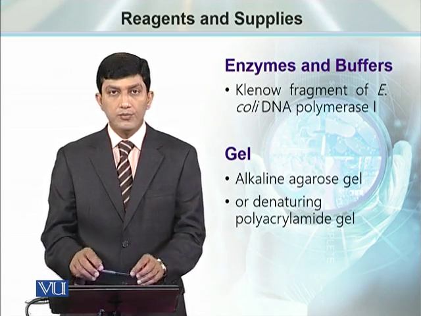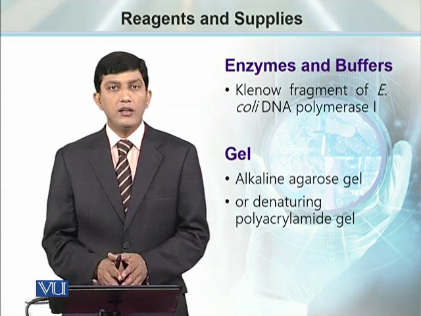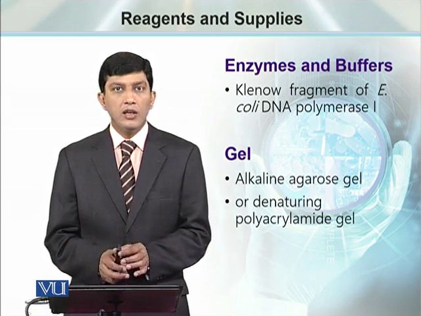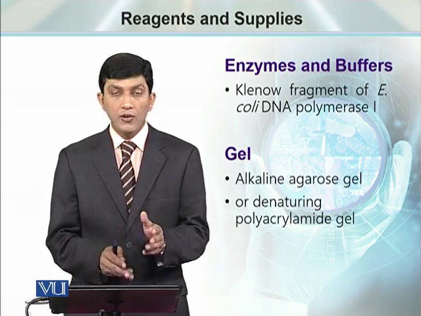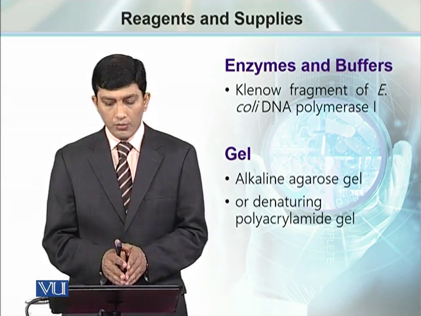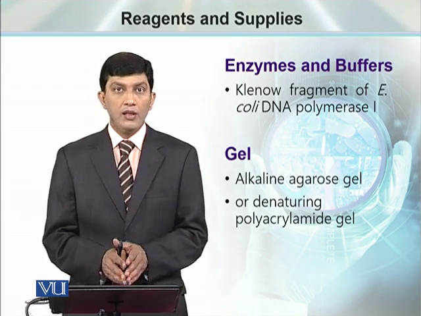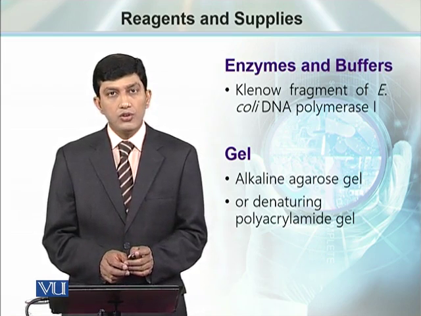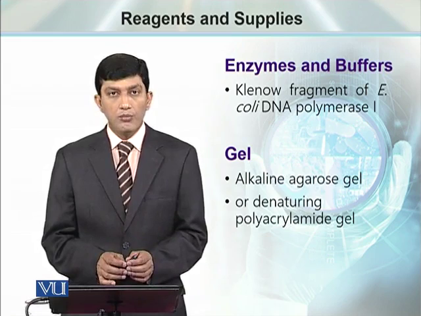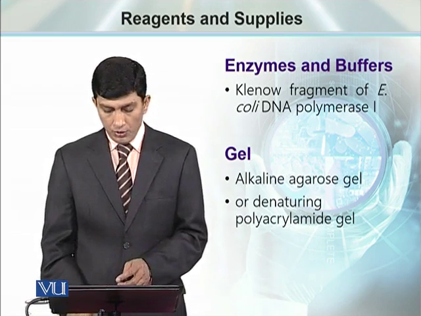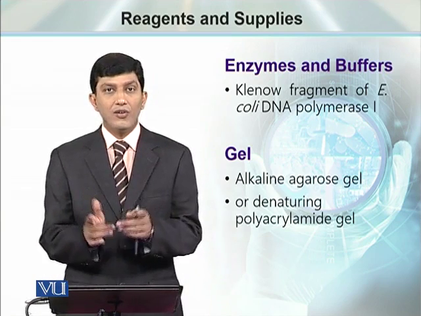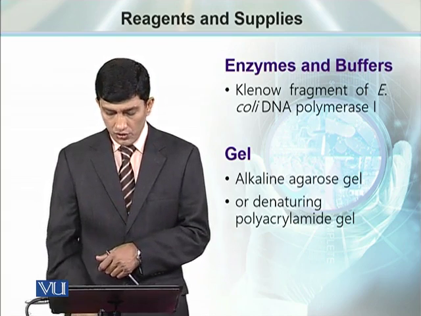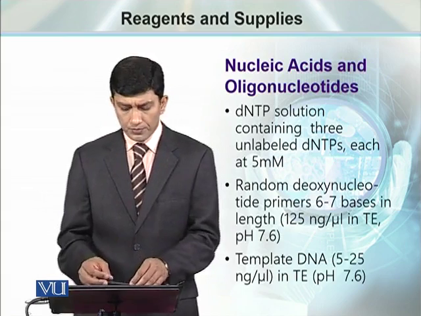Enzymes and buffers. Klenow fragment is required to prepare the probe as it has the polymerization activity, and Klenow fragment of E. coli DNA polymerase 1. Then we need gel. Alkaline agarose gel will be used or denaturing polyacrylamide gel will be used depending upon the length of the DNA fragment. Whichever is preferred gel, that will be used.